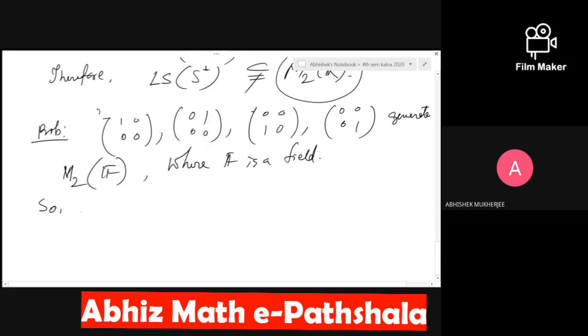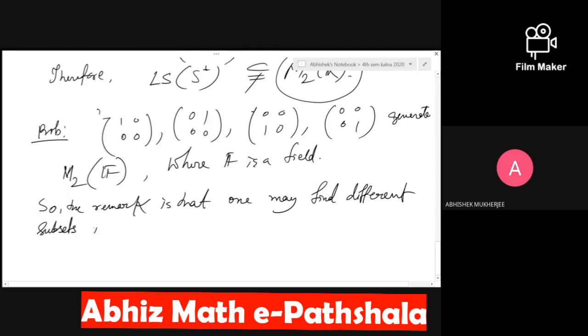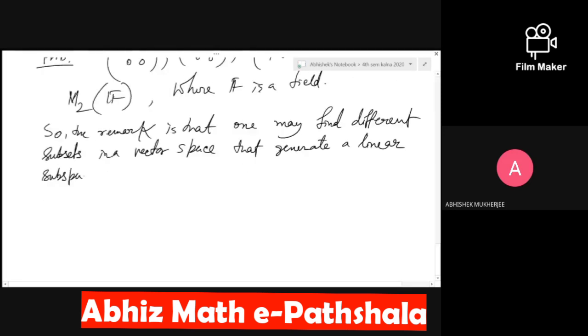So the remark is that one may find different subsets in a vector space V that generate a linear subspace W of the vector space V. And so it is very natural to look for a subset of W that generates W and is as small as possible.